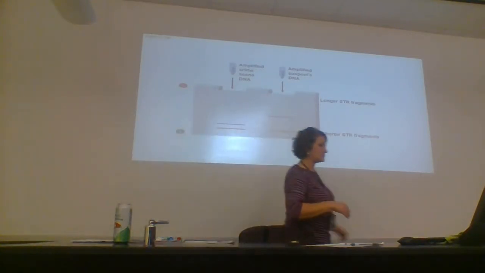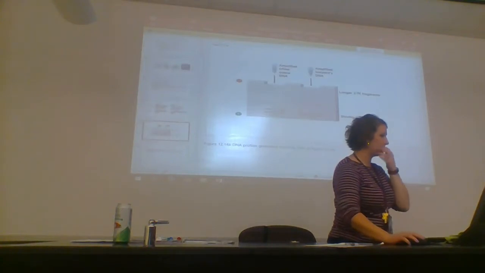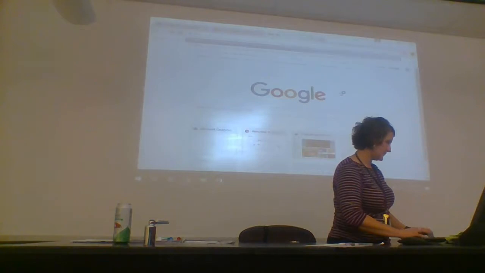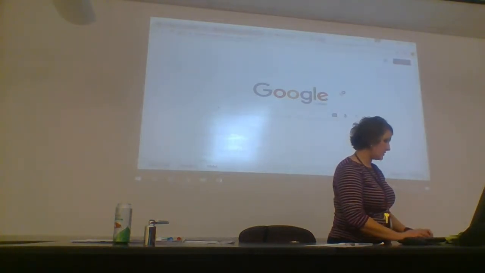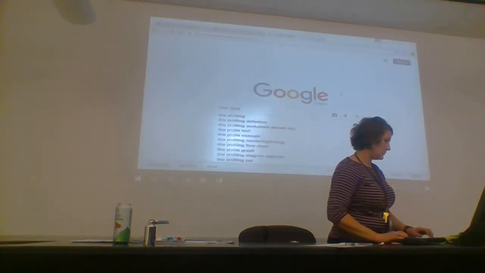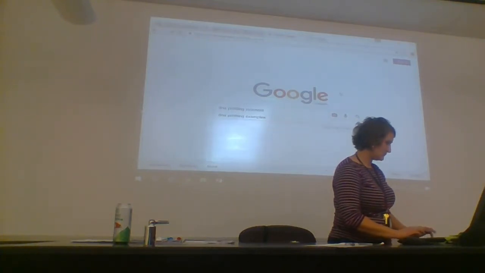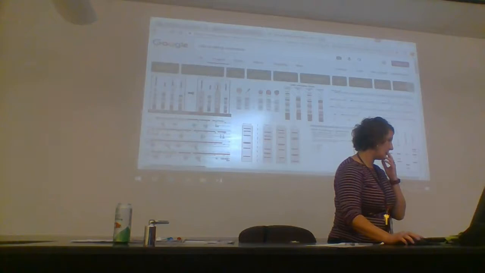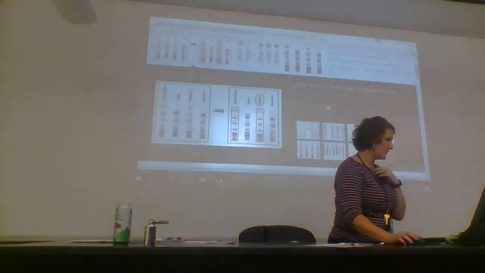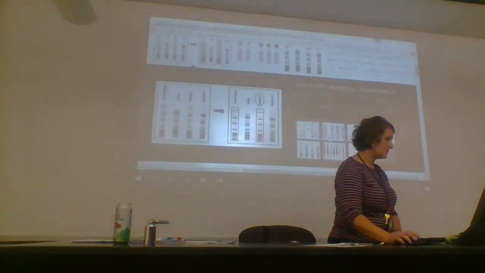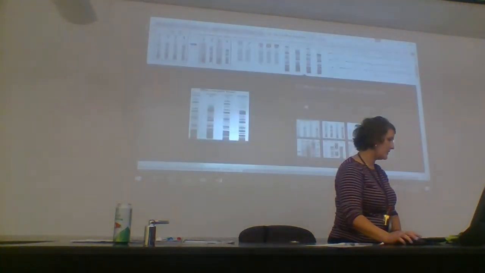Let's see if I can find it real quick. DNA profiling. This would be a good example. Really? Of course it would. It's a great example, so we can't use it.